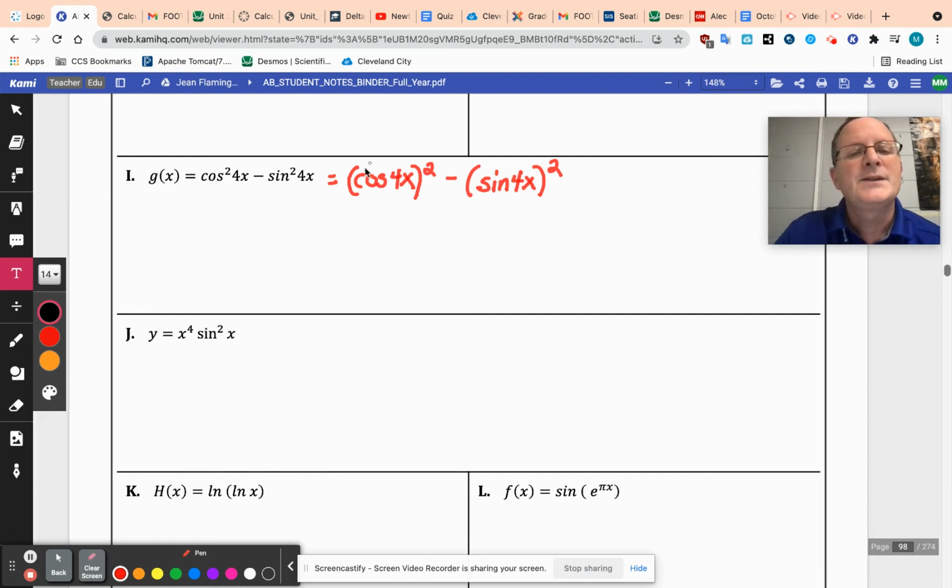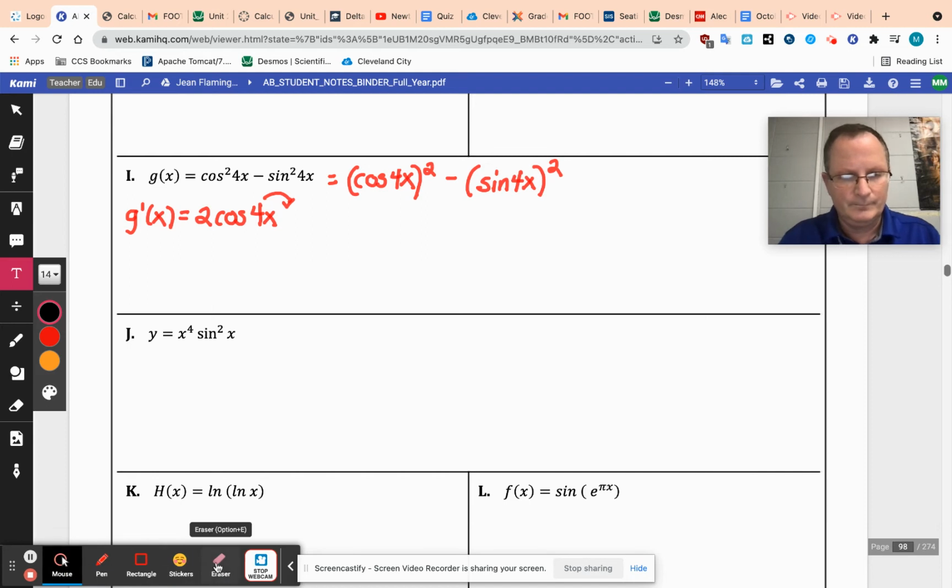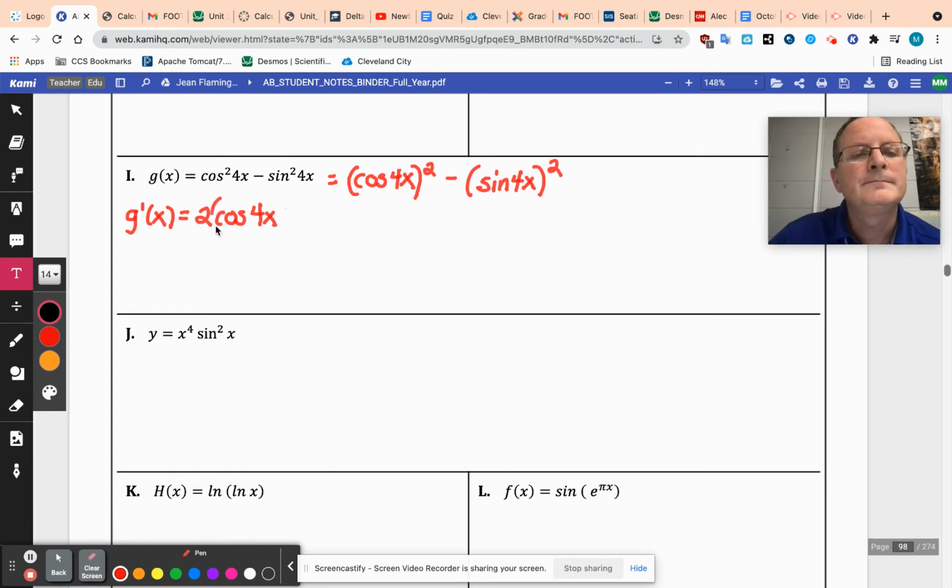Okay, so then taking the derivative, we'll just do them separately. So g prime of x is going to equal 2, then I have cosine 4x to the first power, and then a chain rule. Okay, so it was cosine 4x to the first power. All I've done is the exponent, and then the chain rule here.